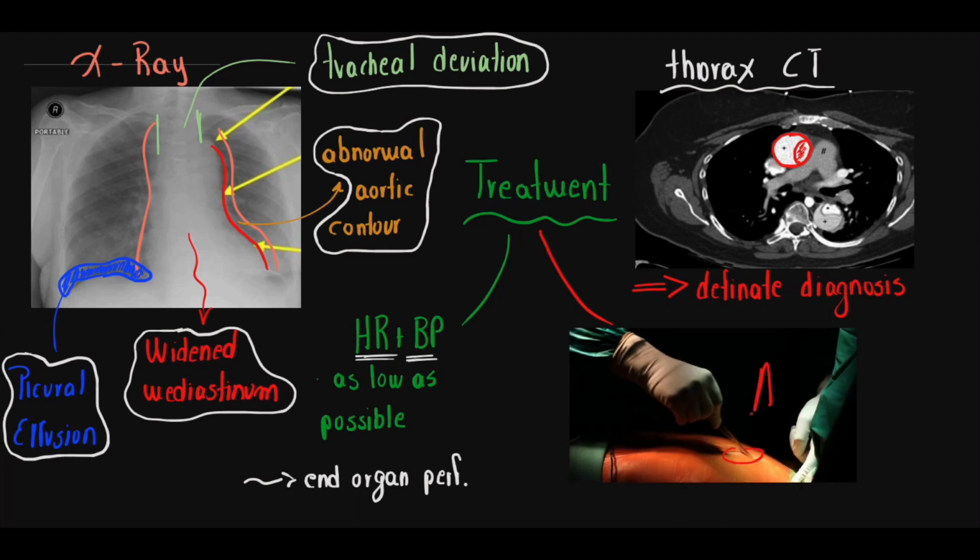This especially applies to type A aortic dissections. Type B aortic dissections, because they're for general surgeons, can also be managed medically.